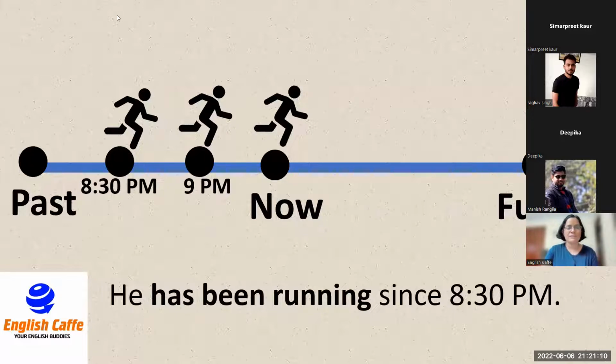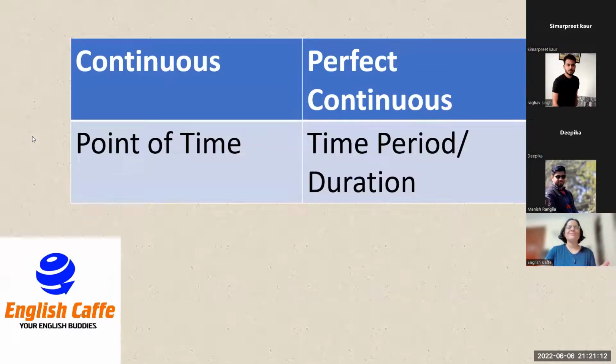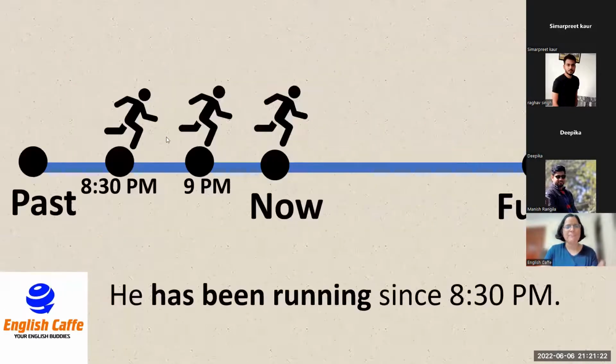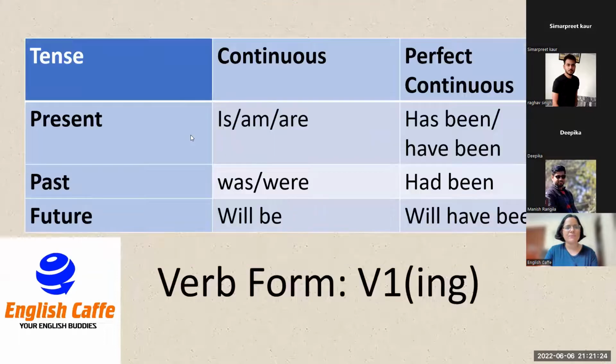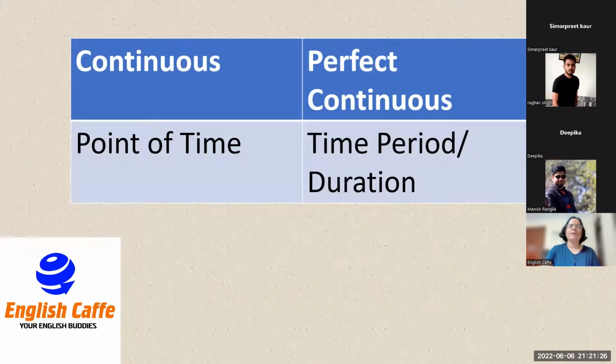These are the sentences we use. So here is how you will use it. If you're only talking about a point of time, you will use the continuous tense. In the present, we'll discuss that in some time, but let's just discuss this first. If we're talking about a point of time, we will use the continuous tense. If we're talking about a time period or a duration, we'll use the perfect continuous tense.